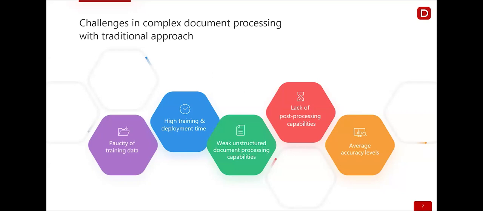So, for example, if I have extracted data from an invoice, now I need to convert that data into another language, or I have extracted data from an Arabic document and I need to convert it to English text. Now, those things are not there in a traditional IDP solution. You can do that with generative AI. And normally, the accuracy levels are on an average side.